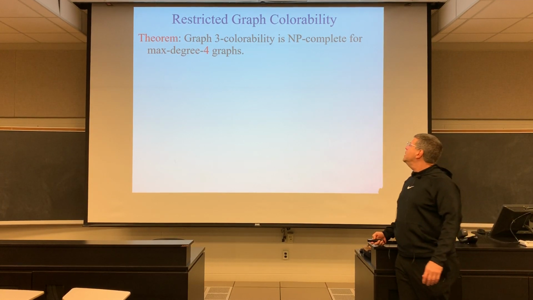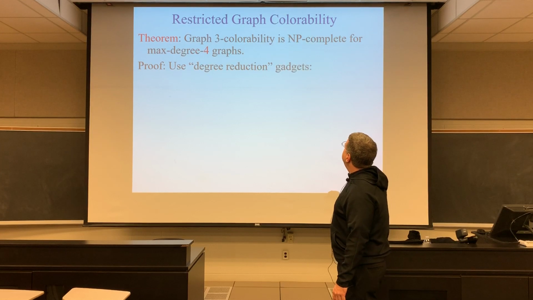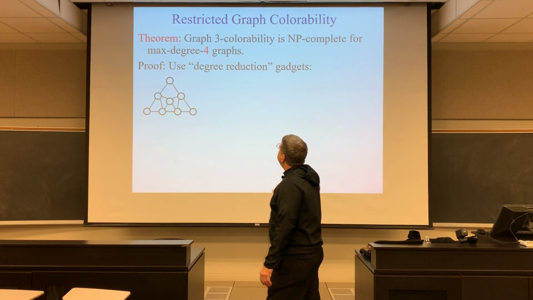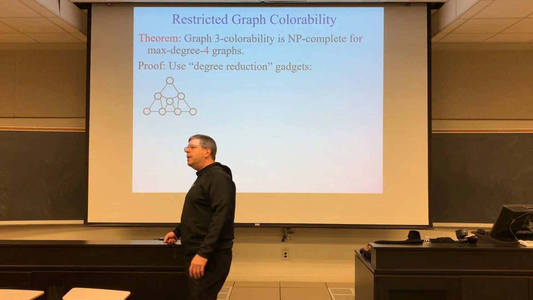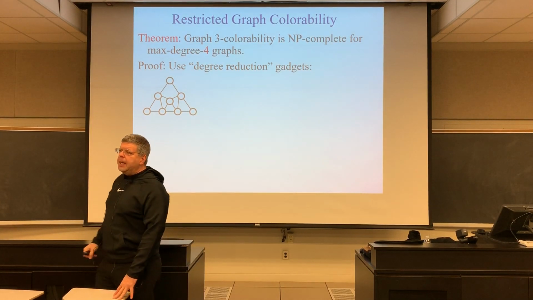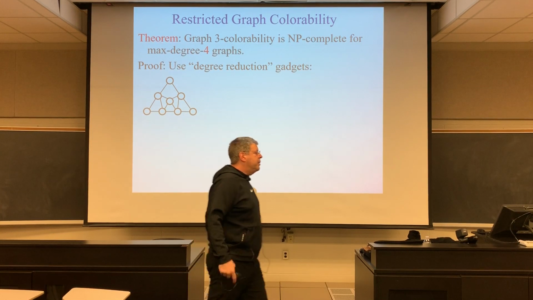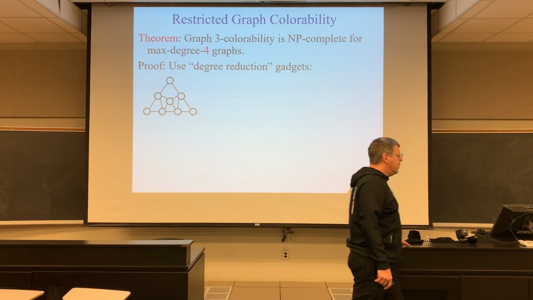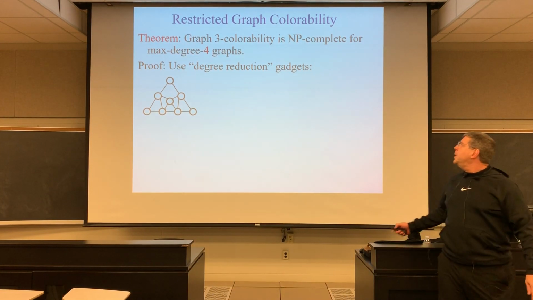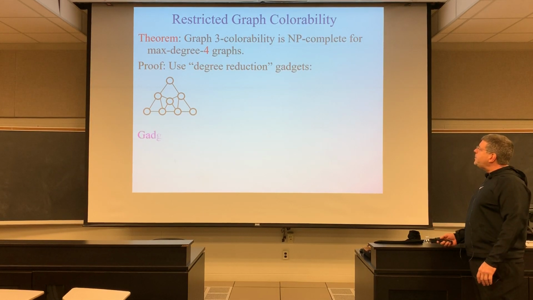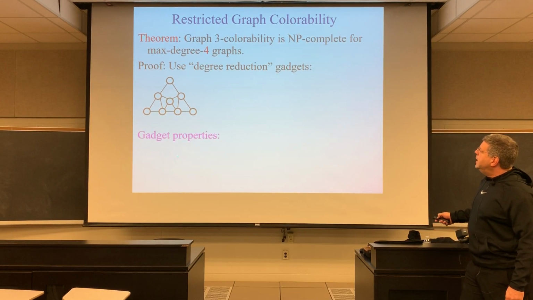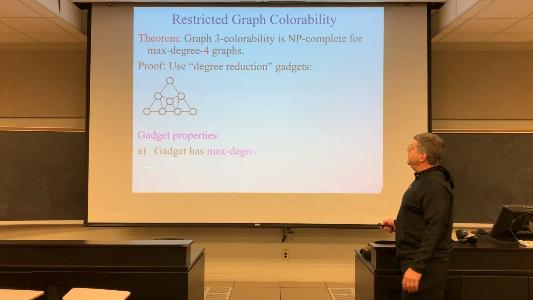It illuminates the nature of these problems. Okay, so we're about to prove that for max degree 4 graphs, it's NP-complete to 3-color them, whether there's even a 3-coloring for any given max degree 4 graph. Here's the proof. We're going to use a gadget that looks like this. This gadget has several properties that are important to us here.